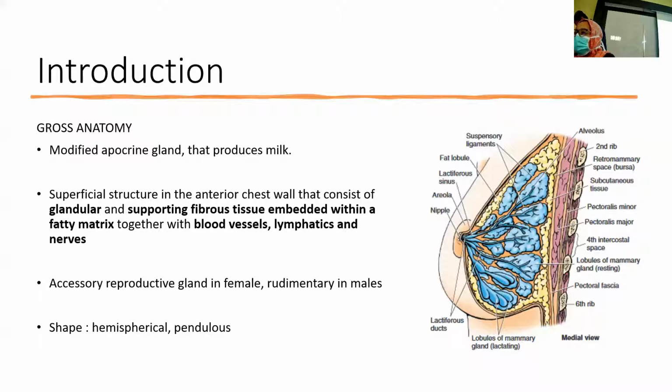Right, so we'll start with the introduction to breast anatomy. It's a modified apocrine gland that produces milk. It's not your simple sweat gland, so it's fairly complex. It's superficial, consists of glandular and supporting fibrous tissue embedded in a fatty matrix, together with blood vessels, lymphatics, and nerves. It's an accessory reproductive gland in females, rudimentary in males. It doesn't do anything there in males. The shape is hemispherical and pendulous as well.